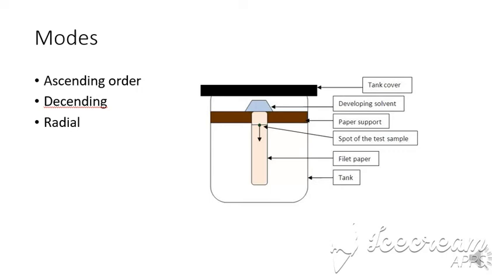Here, the solvent is placed in the developing solvent jar or trough, or you can say a chamber, and the mobile phase moves over the stationary filter paper from upward to downward and migrates the sample components from the mixture to separate on the filter paper. This is not commonly used. Commonly used is the ascending, which I have shown you in the last diagram.